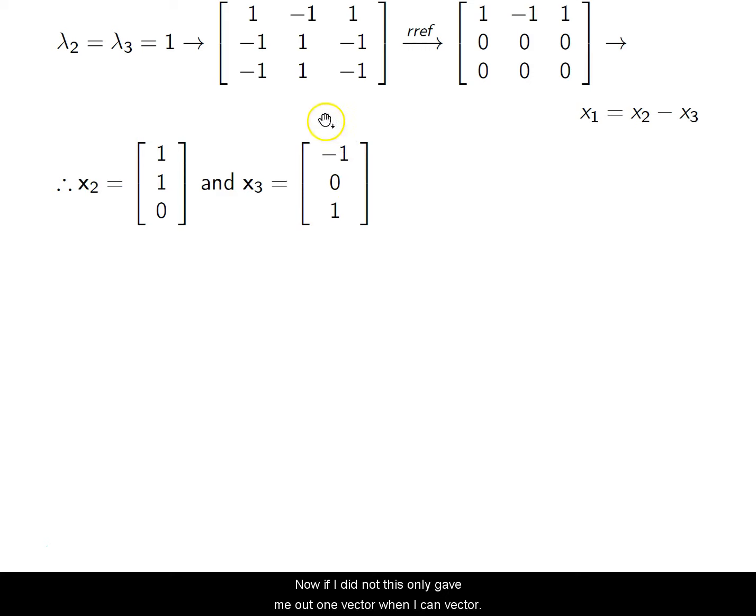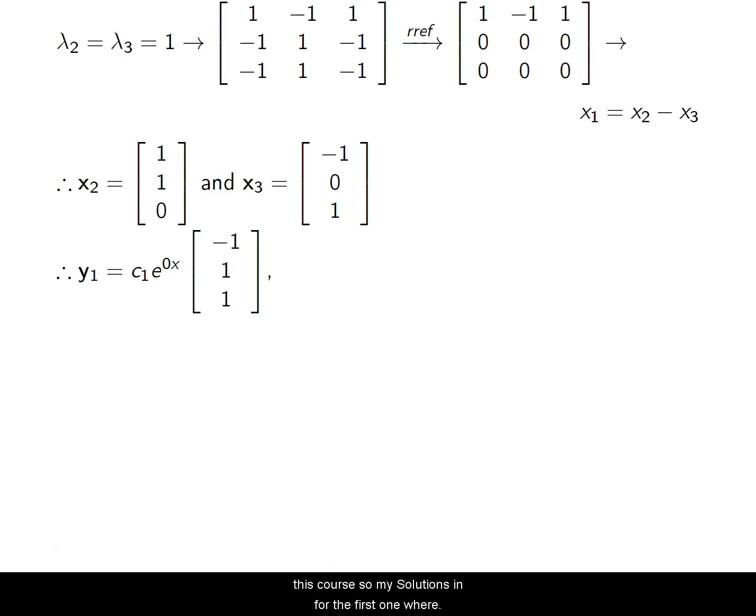Okay, now if this only gave me out one eigenvector, I would not be able to diagonalize my matrix. If I can't diagonalize my matrix, there's things that we can do that we're not going to go over. Again, that would be left for a differential equations course. But at this point in time, we would say that I can't diagonalize it. I don't have a solution. Okay. There are ways around that, but we don't go over that in this course.